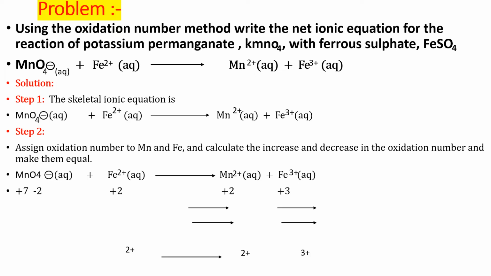Second step, assign the oxidation numbers of Mn and Fe and calculate the increase and decrease in oxidation number and make them equal.